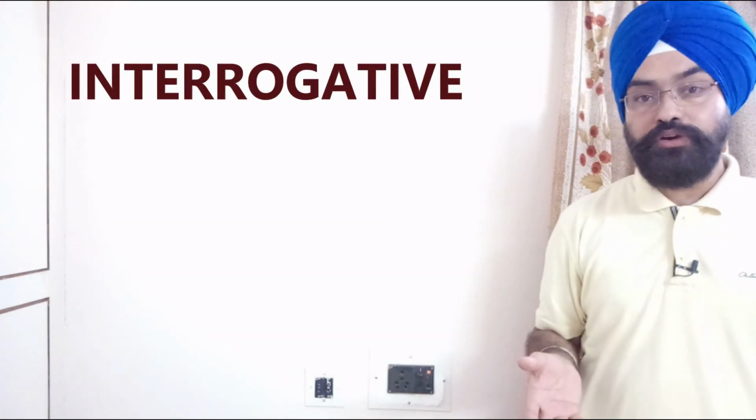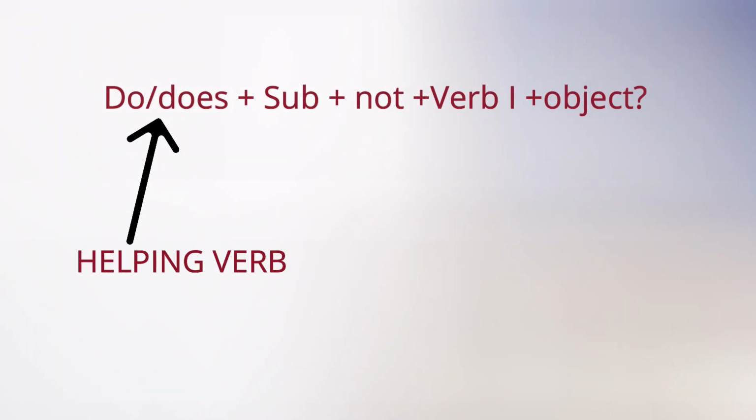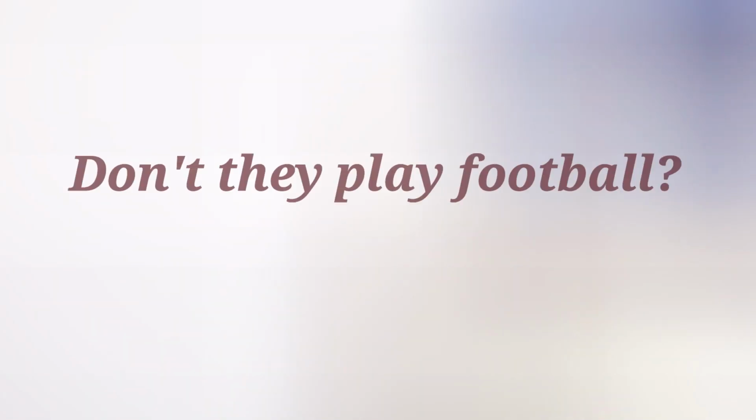So now we will talk about the interrogative sentences, and interrogative sentences are very easy to make. What you need to do is just put your helping verbs before the subject, that's all, right? What are the helping verbs here? Do, does. Do, does are the helping verbs. So you have to bring your do, does before the subject, right? Does he eat food? Don't they play football? Right?